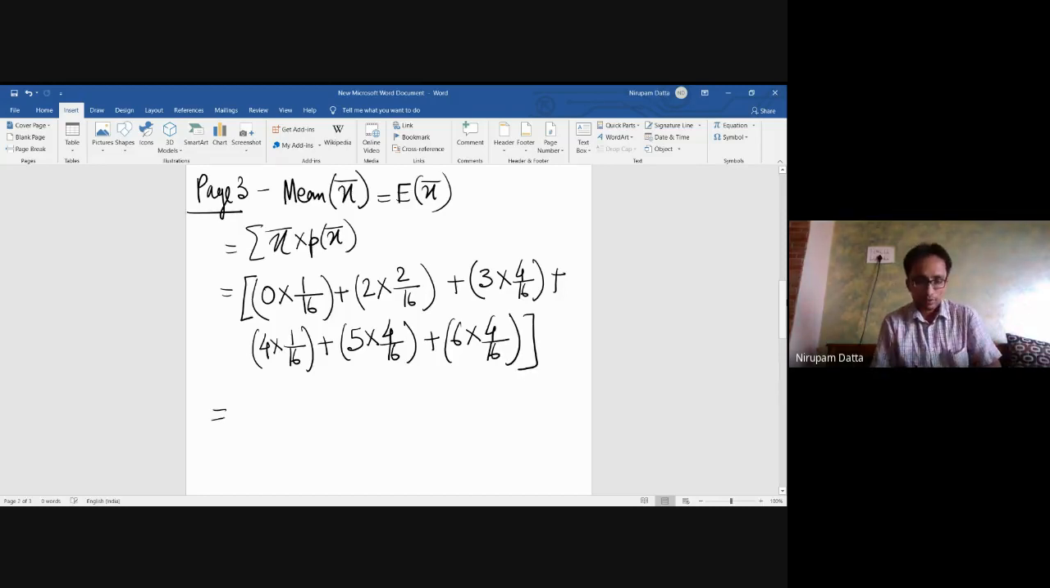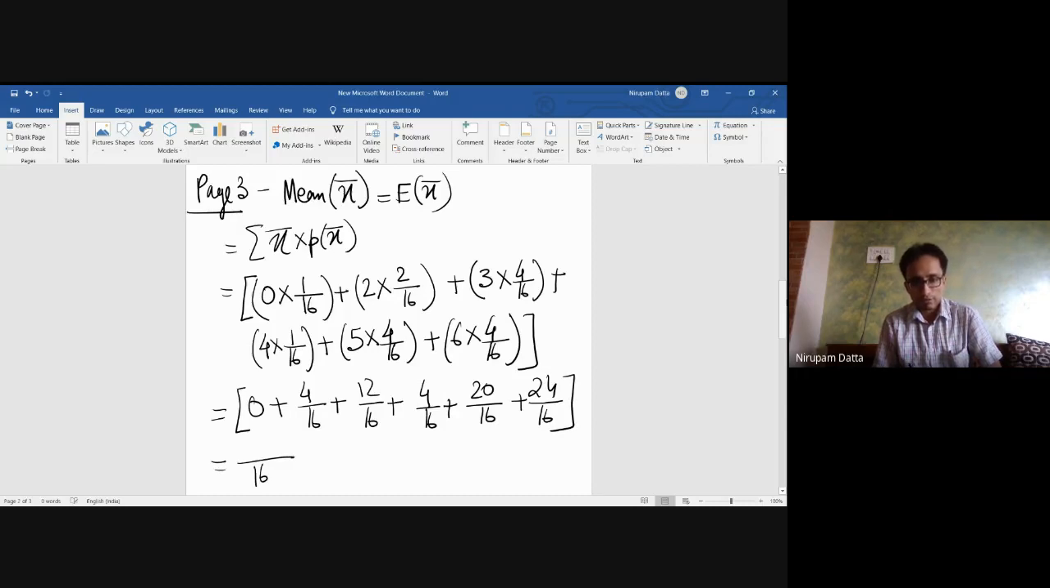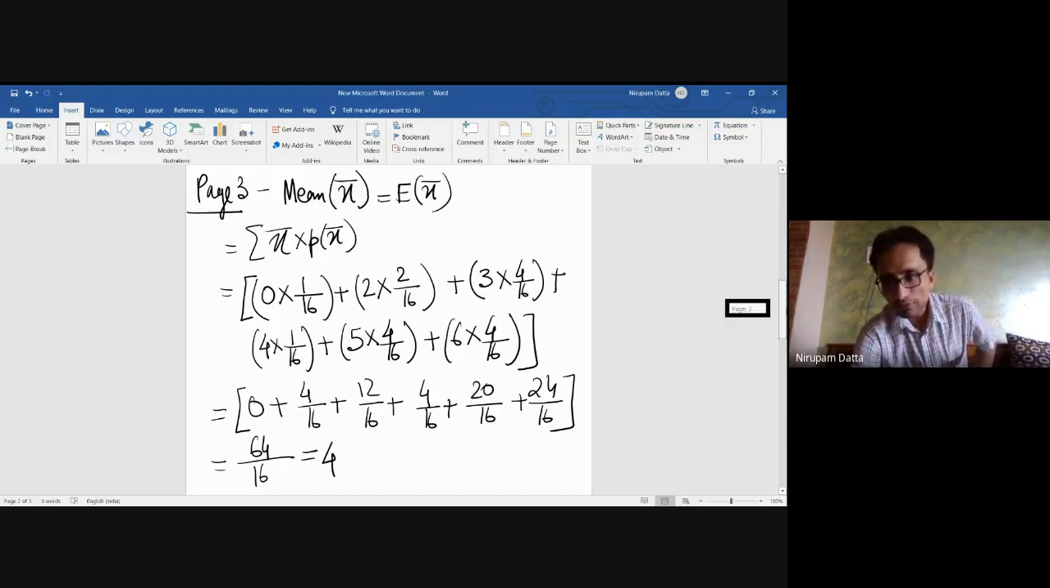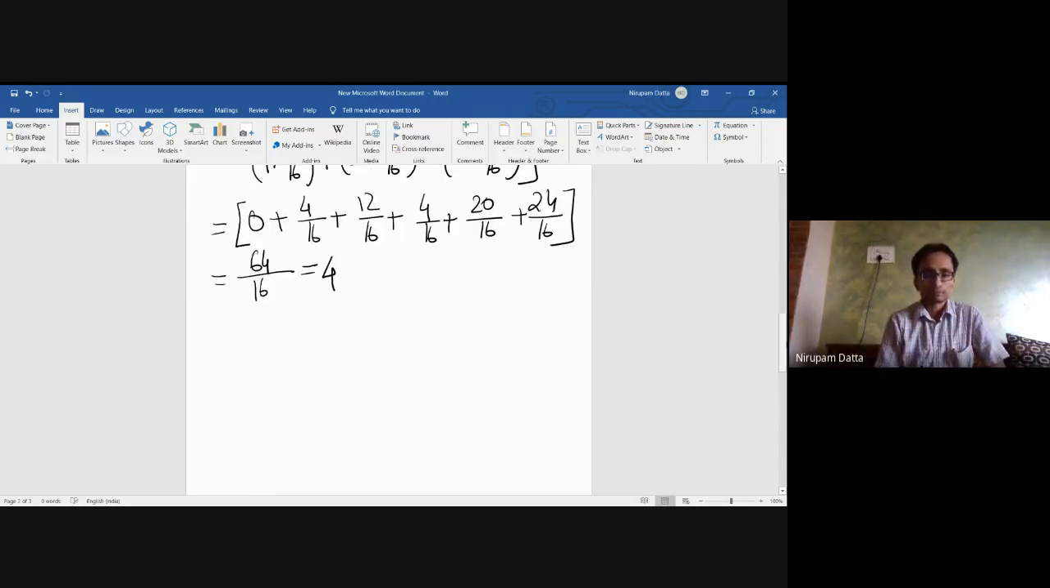Okay. Simplify them. So this is nothing but 0, plus 4 by 16, plus 20 by 16, plus 24 by 16. So denominator is 16. What is the numerator? 4 plus 12, 16. 16 plus 4, 20. 20 plus 20, 40. 40 plus 24, 64. So 64 by 16, that is 4. That is, the expected value of the sample mean is 4.